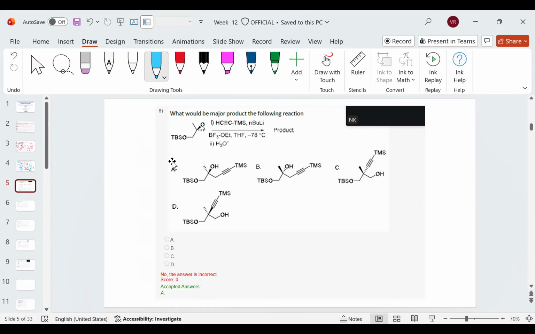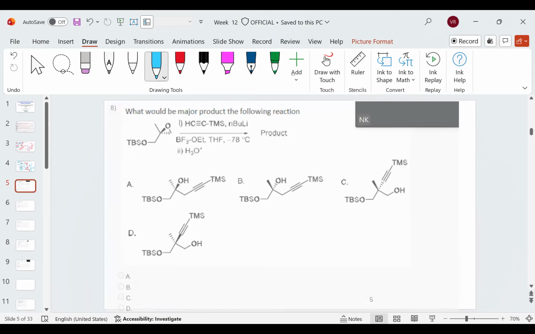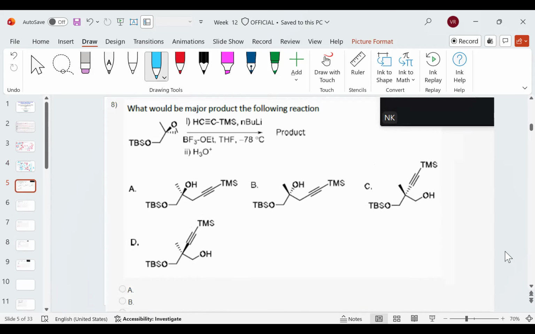This is another question. I'll just zoom in here also. Right, I hope it is clearly visible on your screen right now. In this question, the major product formed in the following reaction. If you look at the starting material, we have the epoxide, this is O, with some protection here, and here we have the butyl lithium base and HC triple bond C TMS.